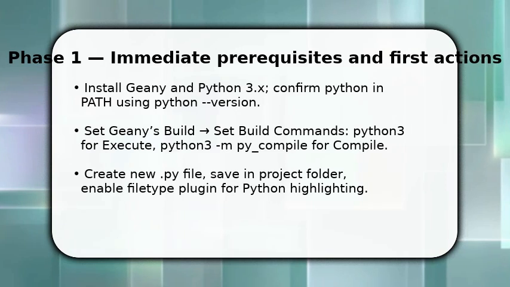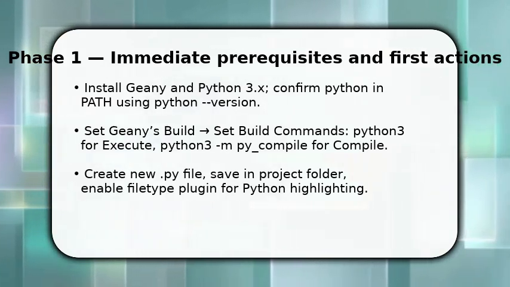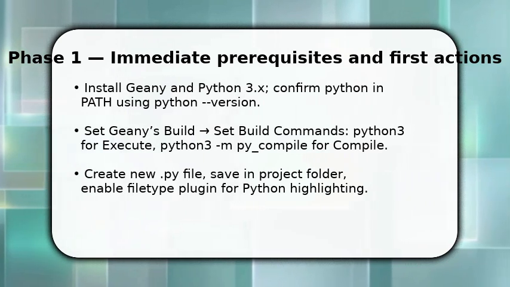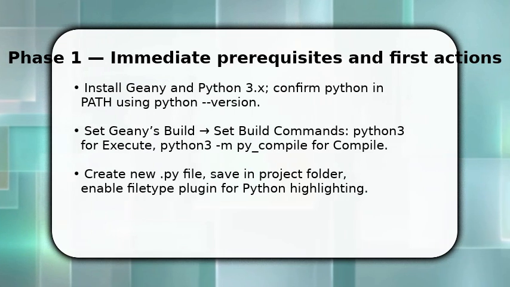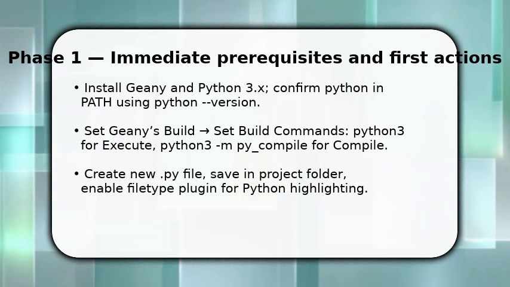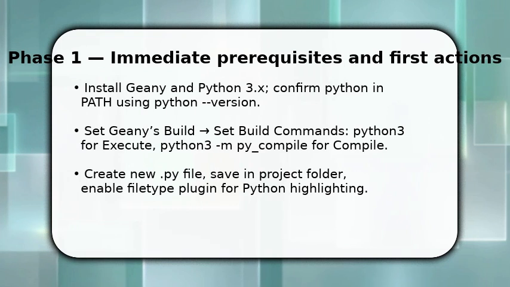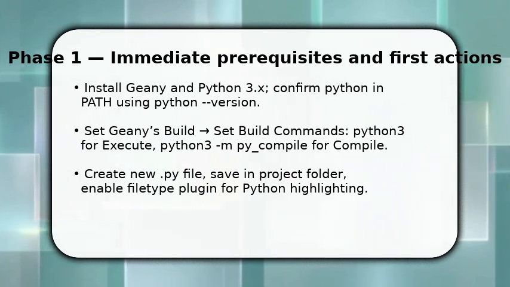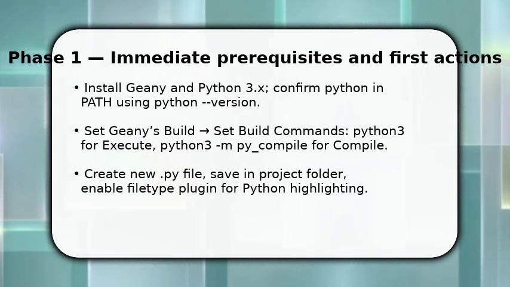You start by ensuring Geany and Python 3 are installed, and that Python is accessible from the command line. Once done, create a new .py file in a project folder and save it immediately so auto-completion and build rules apply. Then open Edit > Preferences > File Types > Python to check indentation and tab settings. Make sure tabs versus spaces match your team style.